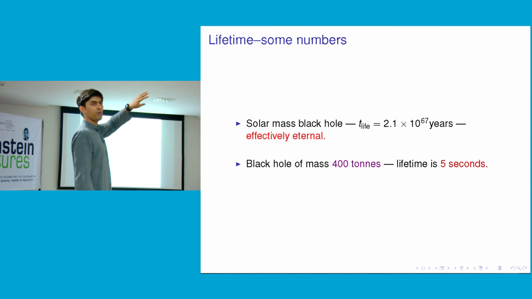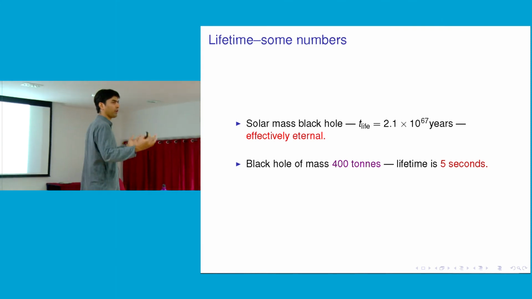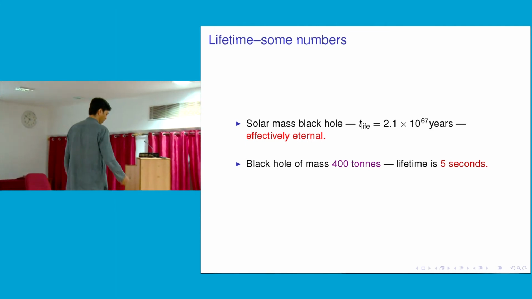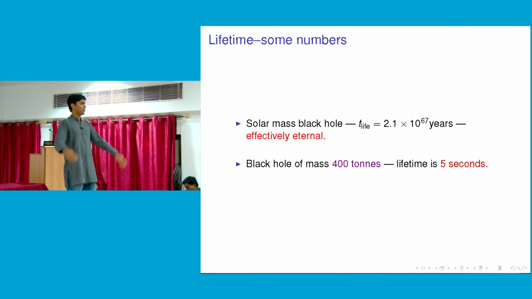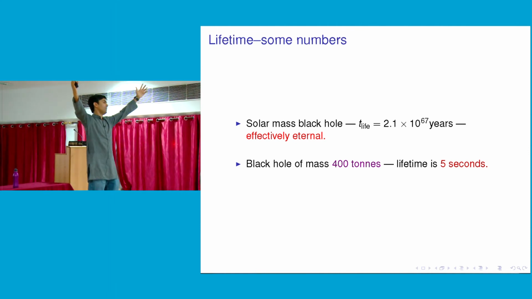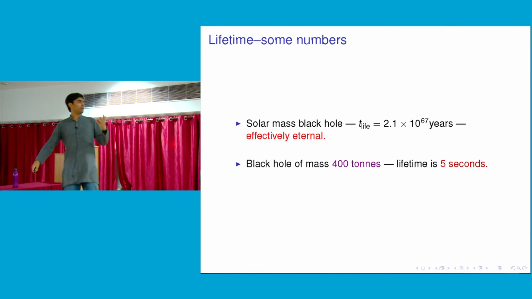So, solar mass black holes are effectively eternal, but if someday, of course we do not have it today, you had some technology to create black holes out of objects that were much smaller, if you were to take a big plane, a Boeing jumbo jet, which has a mass of about 400 tons, and you were to do something to it to squeeze it into a black hole, then that black hole would evaporate in 5 seconds.